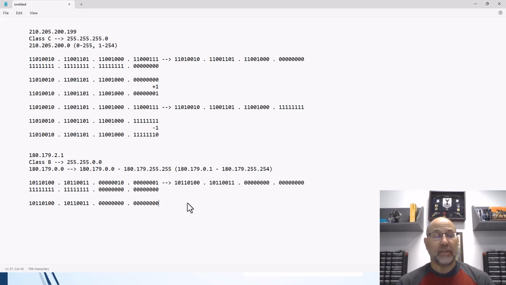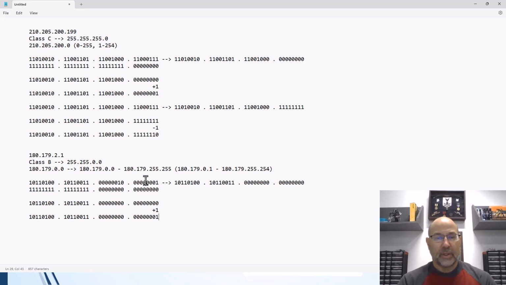And what we'll find out later is that if you use the binary, you will never go wrong. Well, how do we find the first usable host? We just do this. We say plus 1, and what I get is 180.179.0.1. There it is right there, the first usable address.